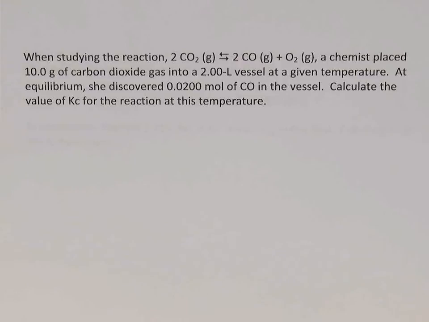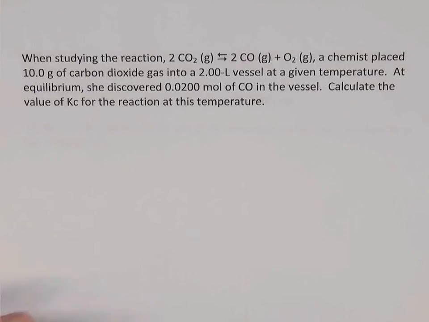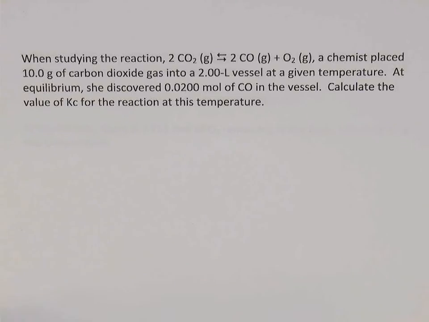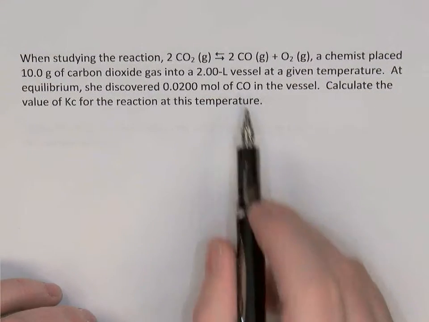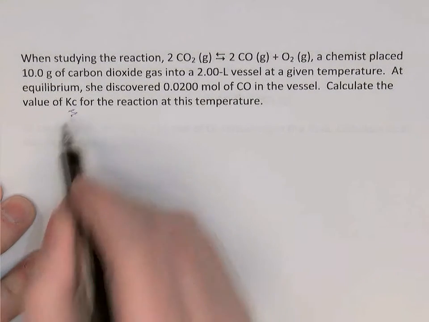Alright, this next question is a more standard, straightforward equilibrium problem. We're given a reaction of CO2 decomposing to make CO and oxygen. Everything is gas phase, so this is a homogeneous gas phase reaction. The chemist put 10 grams, and I notice grams right there. That's a little annoying. I'll have to convert that to moles, and then with the volume in a 2-liter vessel, we'll find concentrations. At equilibrium, she discovered this many moles, so that's moles. We don't have to convert to moles for CO, so this is CO in the vessel. What's the value for Kc?